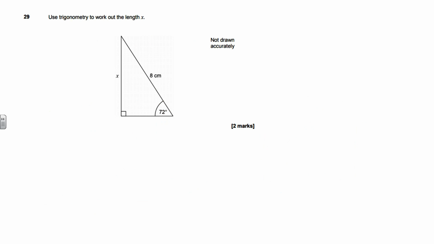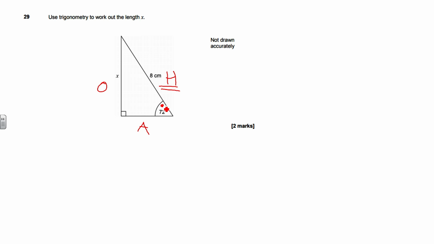Okay, question 29, last on the paper. Use trigonometry to work out the length x. So if we look at that, we can see we've got the hypotenuse, we've got the opposite, the adjacent just here. So the hypotenuse is always the longest. We imagine we're stood in this angle. The one we can't touch, because it's the opposite to us, is the opposite.